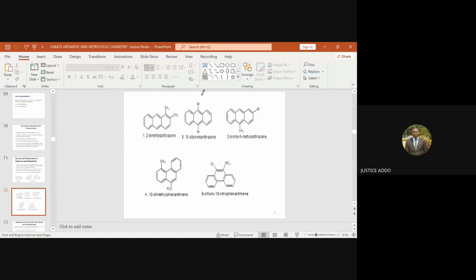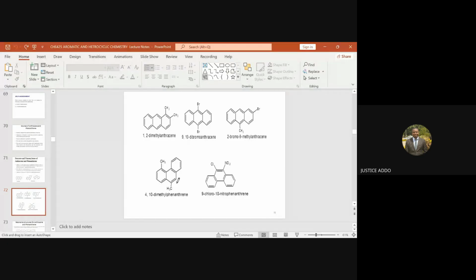If the two both have substituents, then one becomes 9 and one becomes 10. So here, after numbering up to 8, we will give position 9 to where the substituent group is. And then the 10 will be the up here. So that will be 2-bromo 9-substituted anthracene.